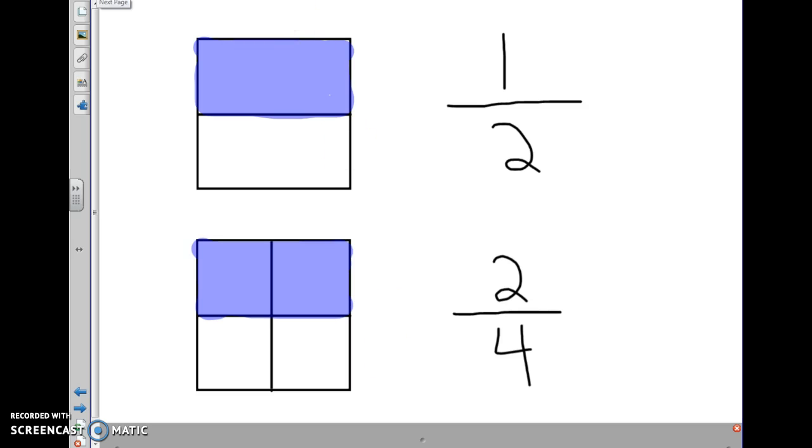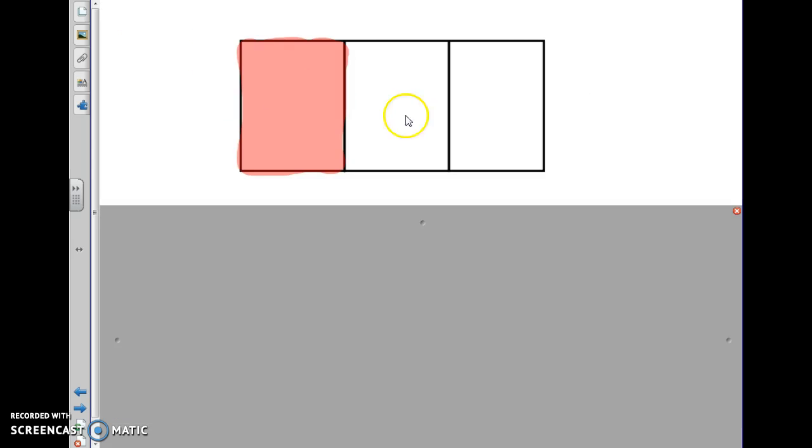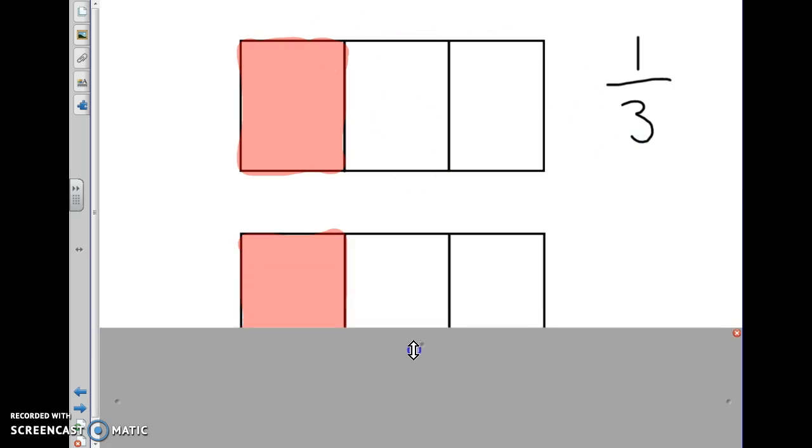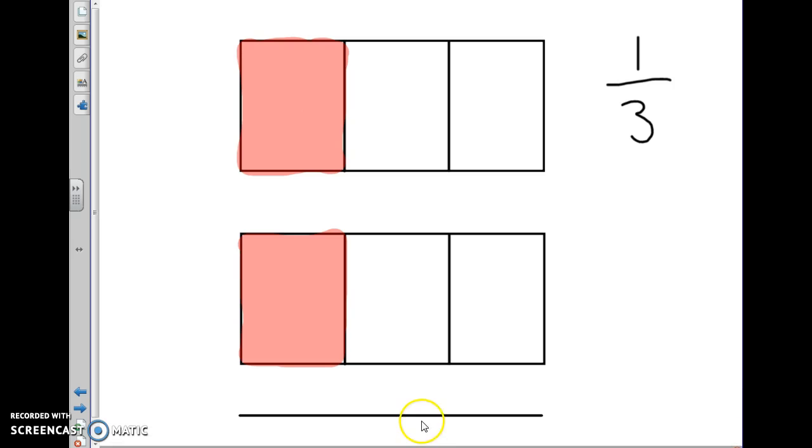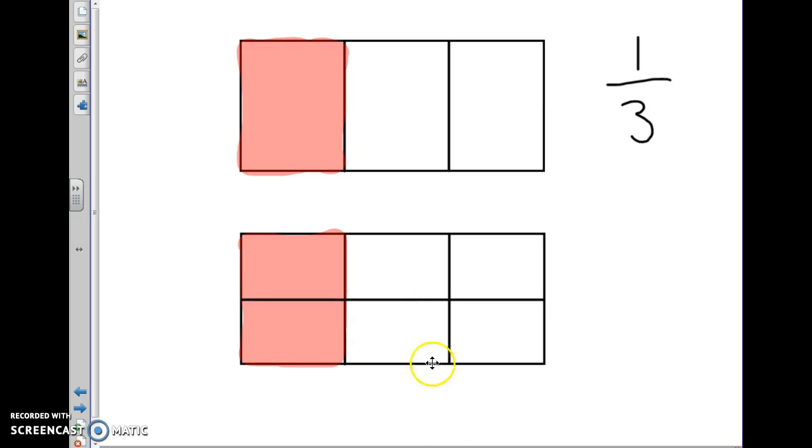Okay, so we'll look at a couple more here. We've got another fraction here. Go ahead and tell me, what would this fraction be called? That's right. There's 1 shaded out of 3 total pieces, so it is 1/3. Now what if we look at the exact same fraction, 1/3, but I take another line and I divide it up like so? What would this fraction be called now?